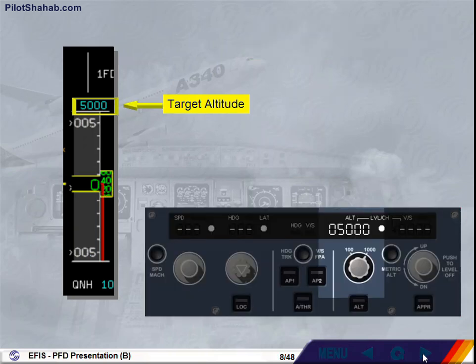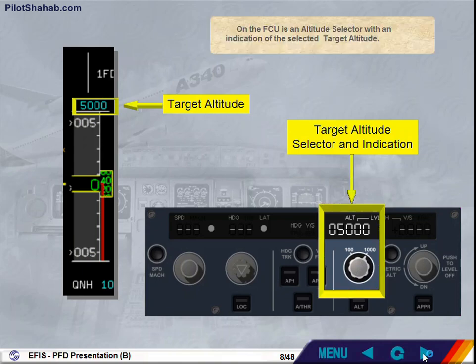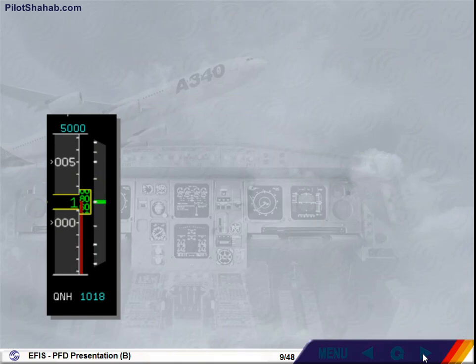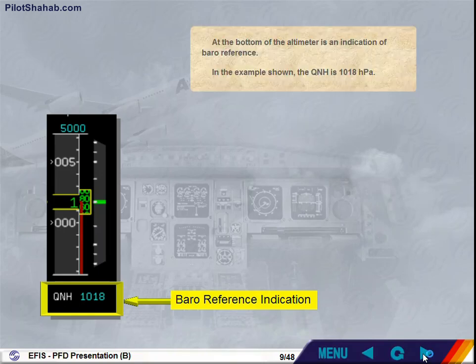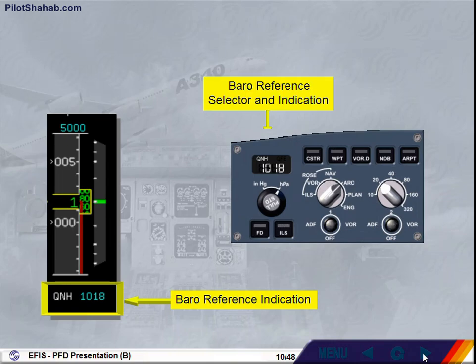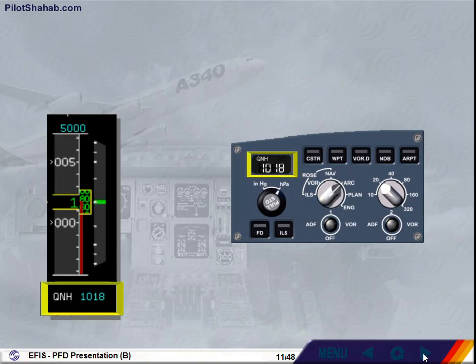On the FCU is an altitude selector with an indication of the selected target altitude. At the bottom of the altimeter is an indication of baro reference. In the example shown, the QNH is 1018 hectopascal. The baro reference setting is achieved by a selector with its associated indication on the EFIS control panel. It is possible to change the baro reference display to inches of mercury by rotating an outer selector.